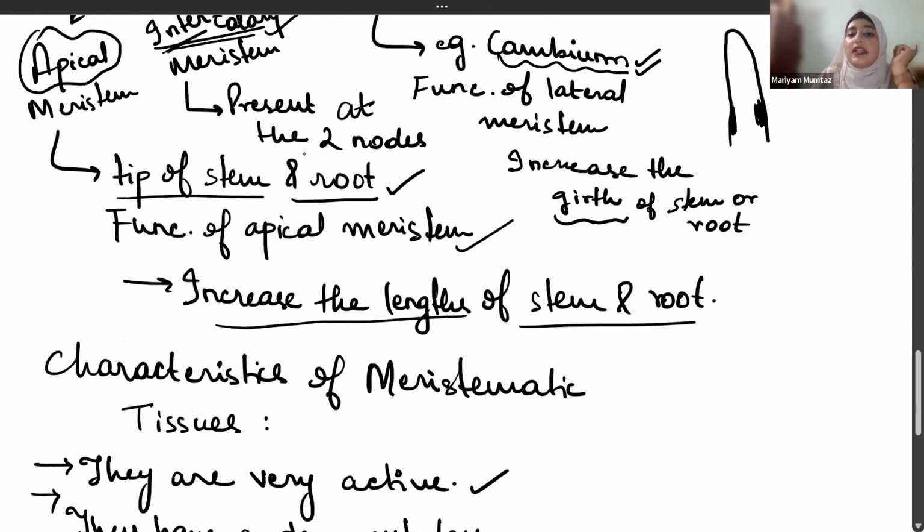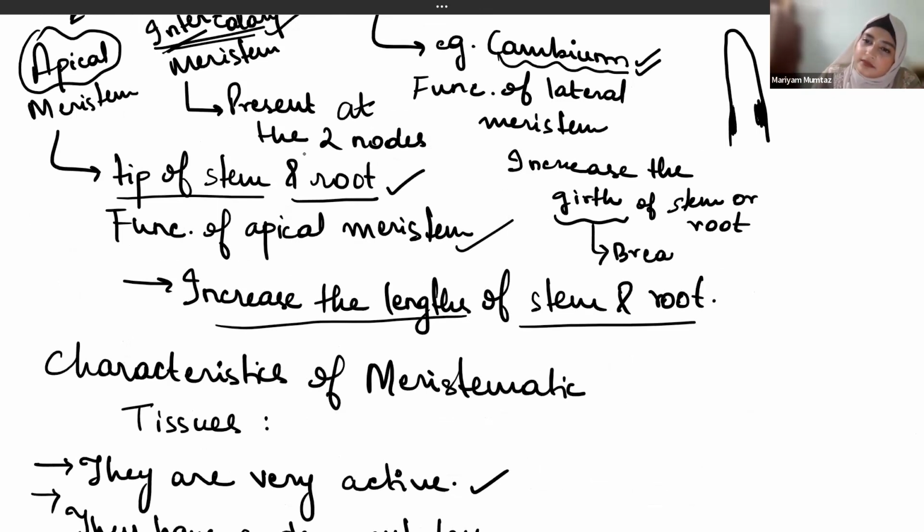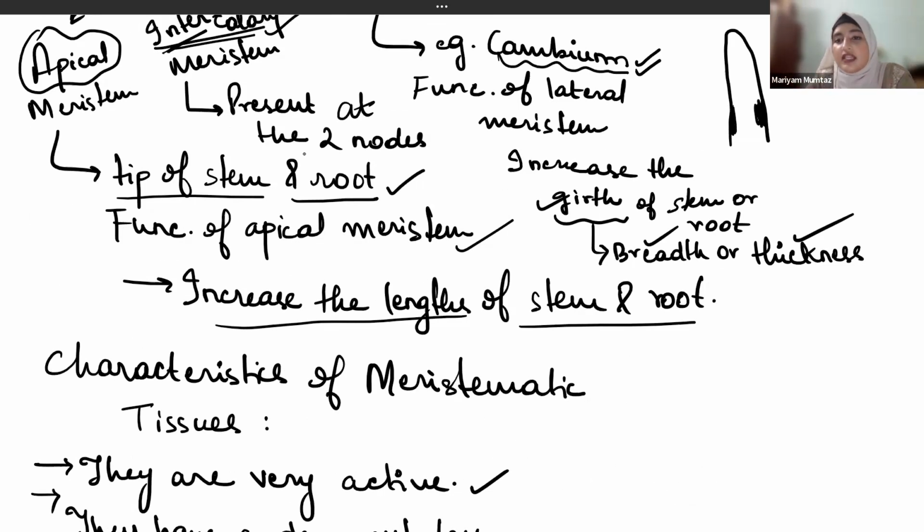So the lateral meristem increases the girth, or you can say the breadth, or you can say the thickness. All mean the same, isn't it? You can call it girth, breadth, or thickness. So what is the function of lateral meristem? It increases the girth, breadth or thickness of the stem or the root. Is it clear? Is it clear to everybody?